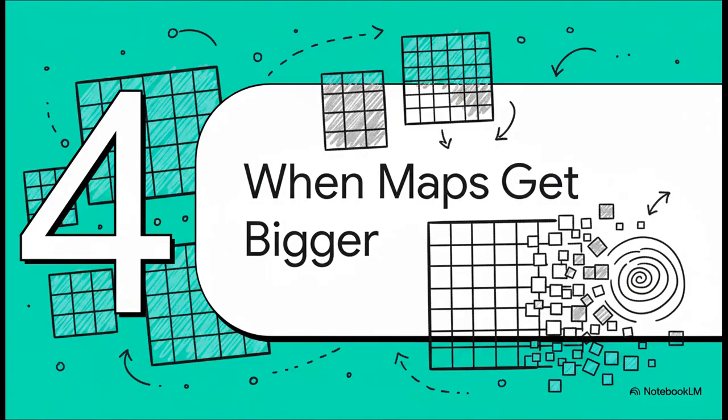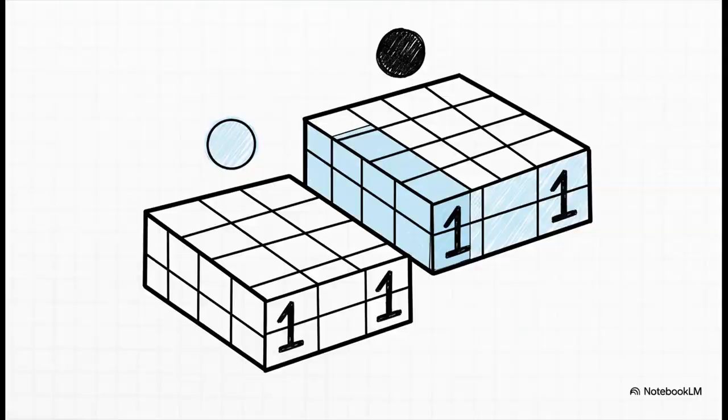So K-maps are just fantastic for 2, 3, maybe 4 variables. But what happens when things get even more complex? Let's take a quick look at how this awesome visual tool scales up and where it starts to hit a wall. So for a 5-variable problem, you suddenly need 32 squares. The way we handle that is by imagining 2 of our 4-variable maps stacked, like 2 floors of a building. One map is for when that 5th variable is 0, and the other is for when it's 1.